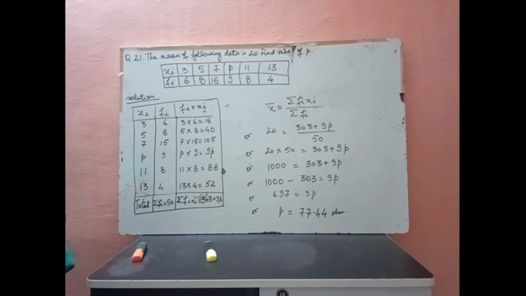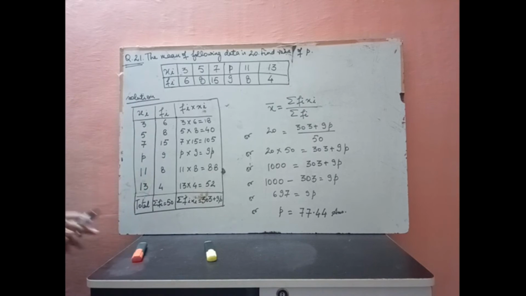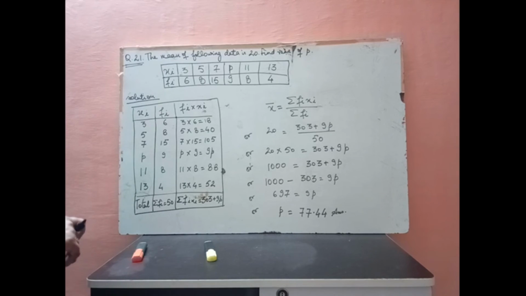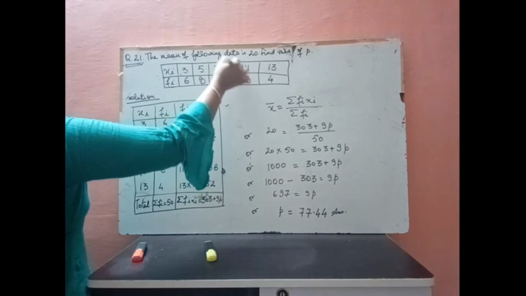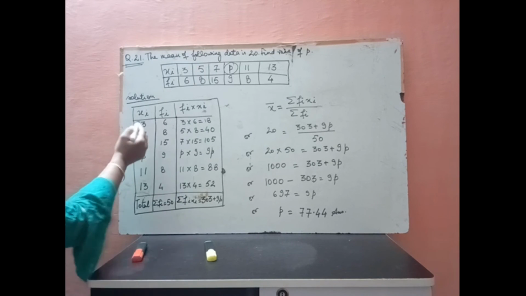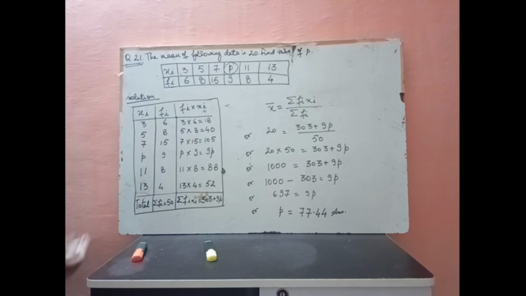This is the last type of word problem from your exercise. Question number 21. The mean of the following data is 20. This is a table and the mean of this table is 20. Find the value of P. This is P. We have to find its value. Very simple. We had learned how to find the mean of a frequency distribution table. The same we will solve here. Xi: 3, 5, 7, P, 11, 13. Fi, the frequencies: 6, 8, 15, 9, 8 and 4.